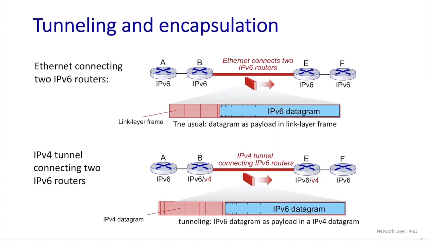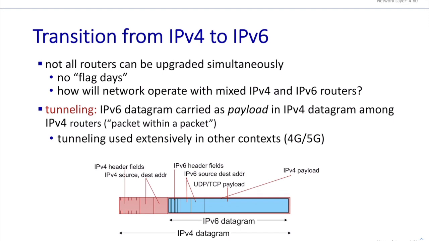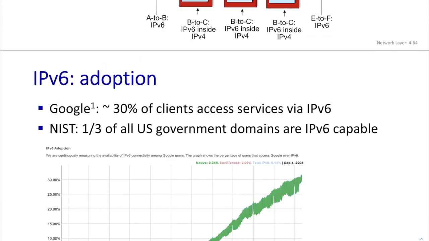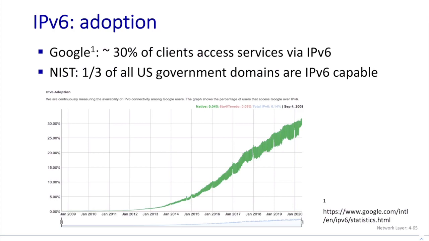That is the transition from IPv4 to IPv6. We do tunneling. Tunneling is a very important and straightforward mechanism so that we can use IPv6 and IPv4 together. And currently, our textbook says around 30% of clients access Google services via IPv6. And NIST says over three of US government domains are IPv6 compatible.